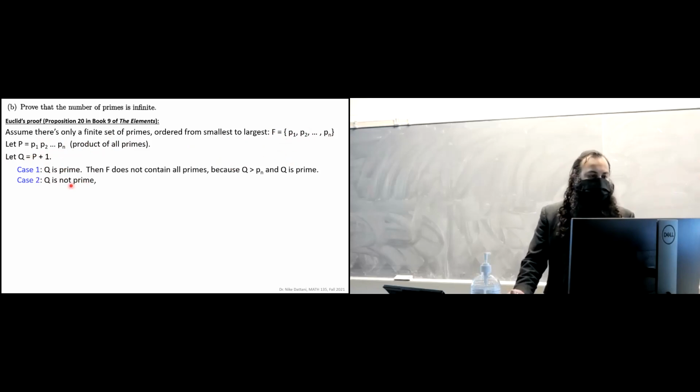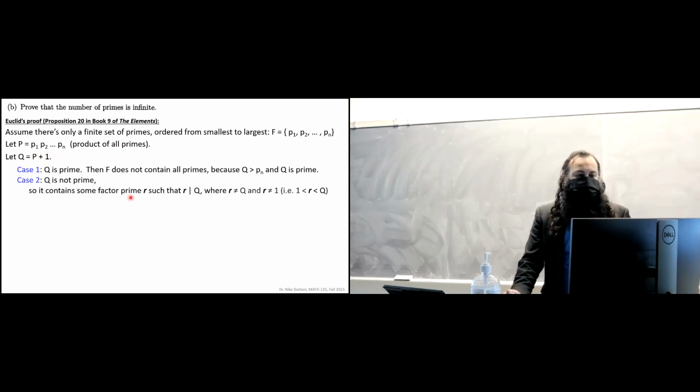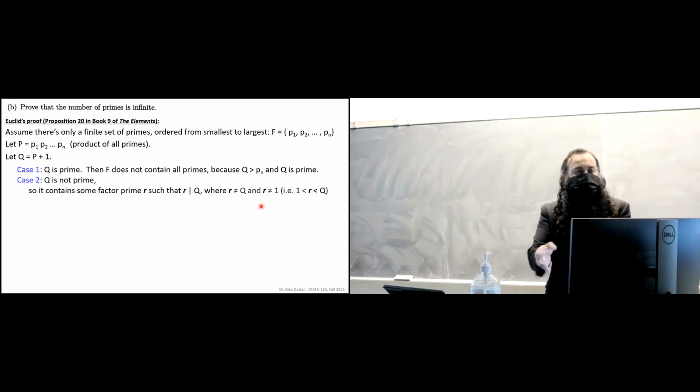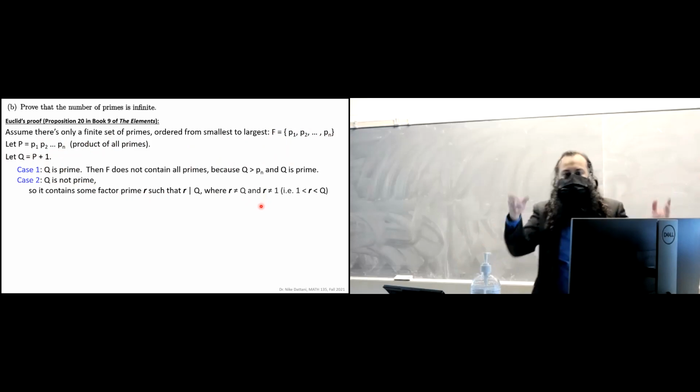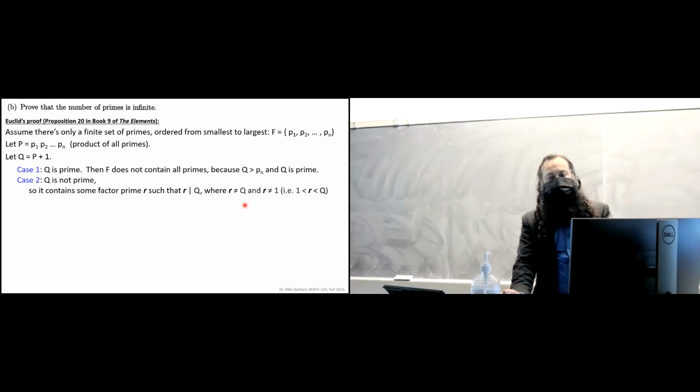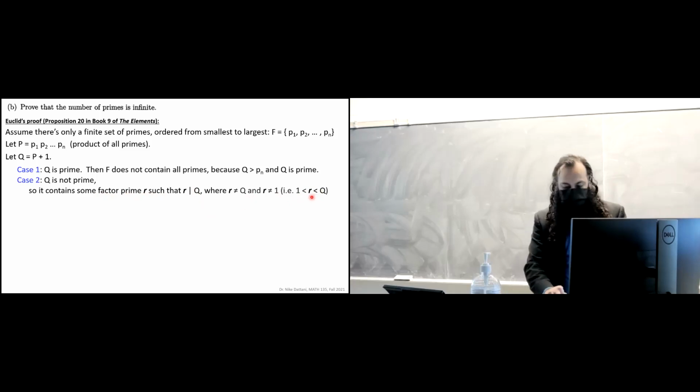What about in case 2 when Q is not prime? If Q is not prime, then it contains some factor R, which is not Q and not 1. It's not a prime number, it's a composite number. So it has some prime factors in addition to Q and 1. And if it's a factor, then R divides Q. So R has to be between 1 and Q because it's not 1 and it's not Q. So it's some prime number between 1 and Q.